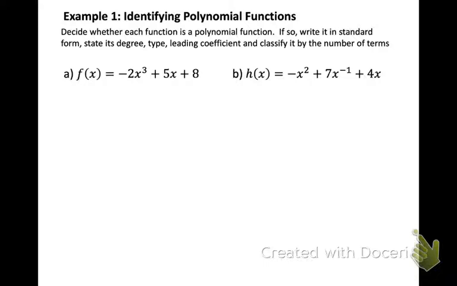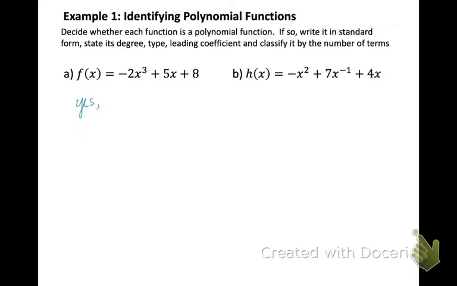So if we look at A, f of x equals, now remember the two criteria. Are the exponents whole numbers, and are the coefficients real numbers? So for exponents, I have 3, positive 1, and technically a 0. And those are all whole numbers. My coefficients are negative 2, 5, and 8. Those are all real numbers, so yes, A is a polynomial.